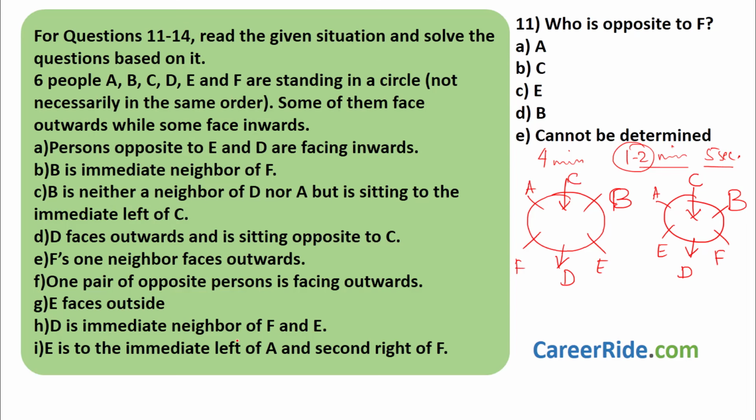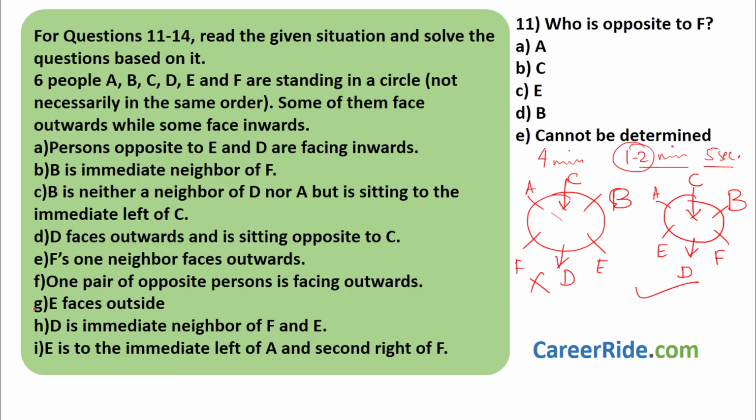E is to the immediate left of A. Correct? E is to the immediate left of A. So over here A is directly opposite. So this diagram is not useful at all. So we cannot have this diagram. This is the correct diagram. Right, now we don't know where each one is facing.